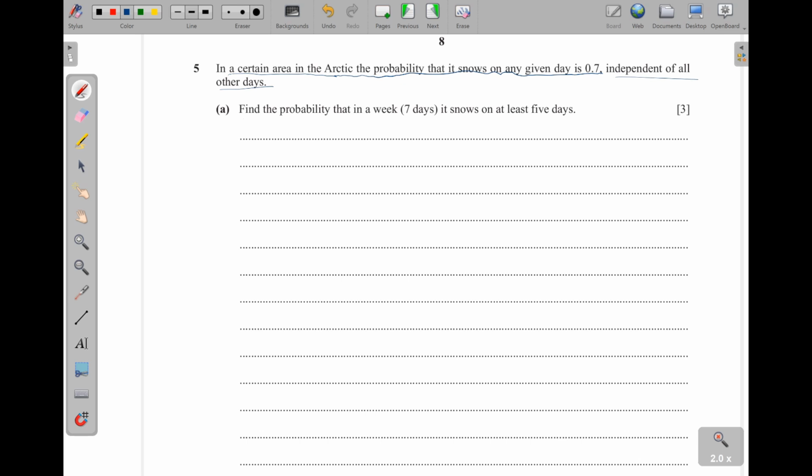Then part A, find the probability that in a week, those are 7 days, it snows on at least 5 days. So now since n is known, that means that it is a binomial. n is fixed, it's a binomial. Now, our p is 0.7, our q is 0.3. Now probability of x greater or equal to 5, at least means greater or equal.